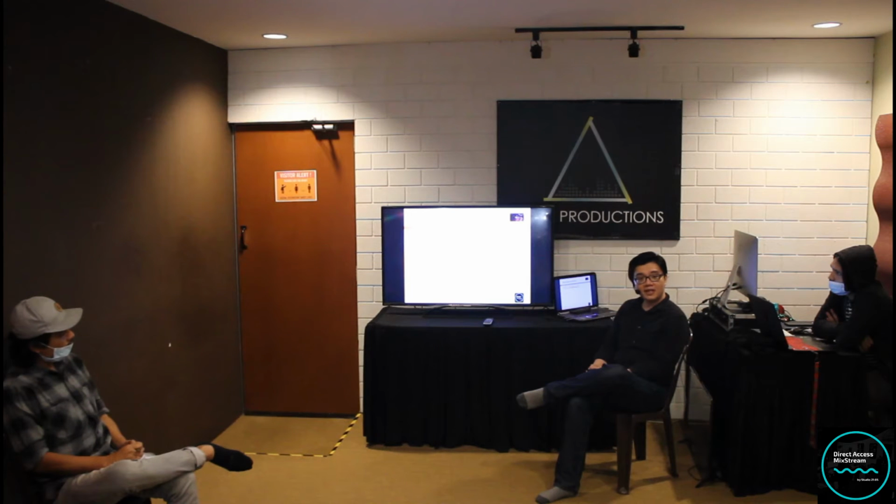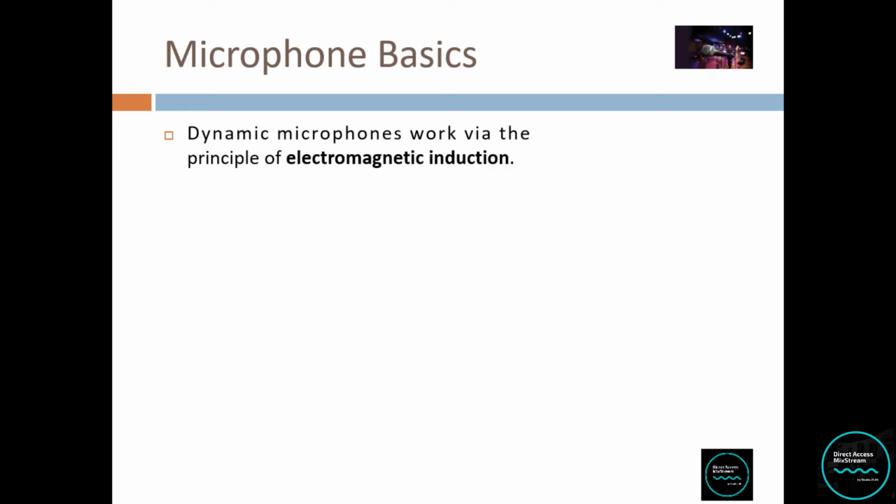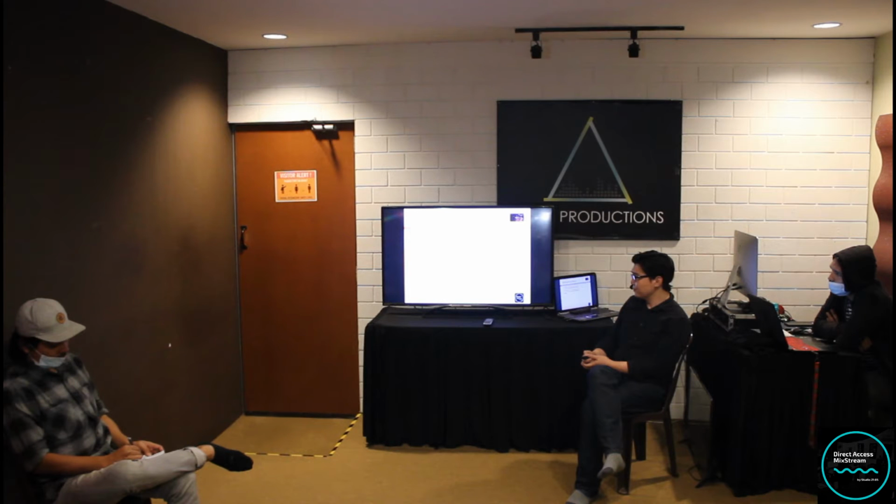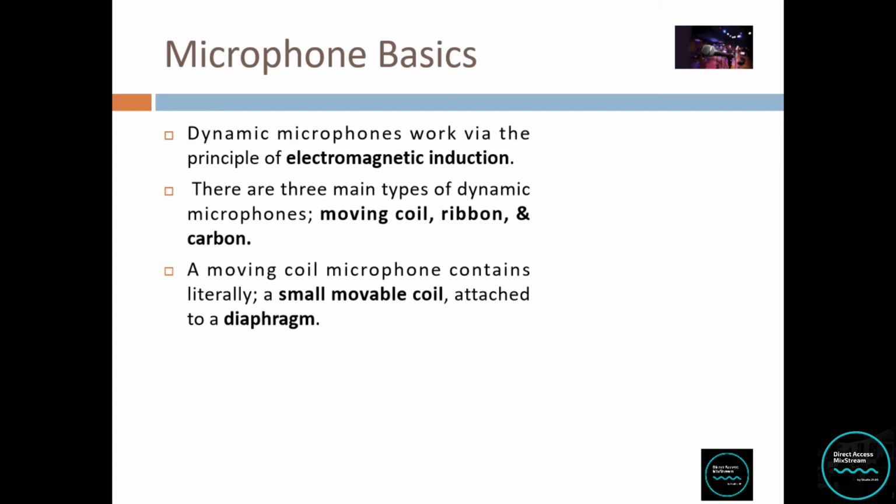Right, so now dynamic microphones. On the other hand, dynamic microphones work via the principle of electromagnetic induction. Again, this takes you back to your science lessons of the day, okay? So what does electromagnetic induction mean? Now, there are three main types of dynamic microphones. You have the moving coil, you have the ribbon, and you have the carbon microphones, okay? So these are classified as dynamics.